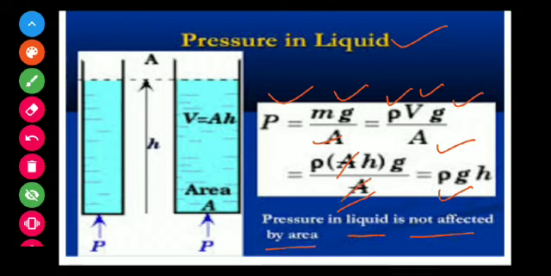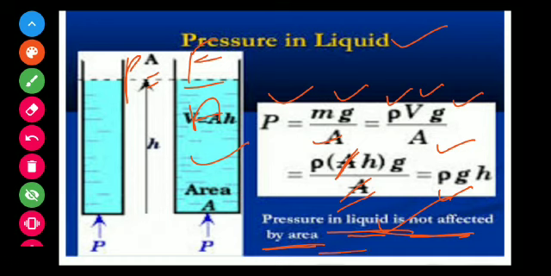There is a cancellation of area, therefore area does not affect the pressure in case of liquid, but in case of solid, area affects the pressure. This is the main difference: pressure in liquid is not affected by the area. Simply, we say that pressure is equal to force upon area in case of solid. So in case of solid, pressure depends upon the area, and there is an inverse relation between pressure and area, that is, force upon area. But in case of liquid, pressure is independent of the area. This is a very important point, and pressure in liquid is rho g h.